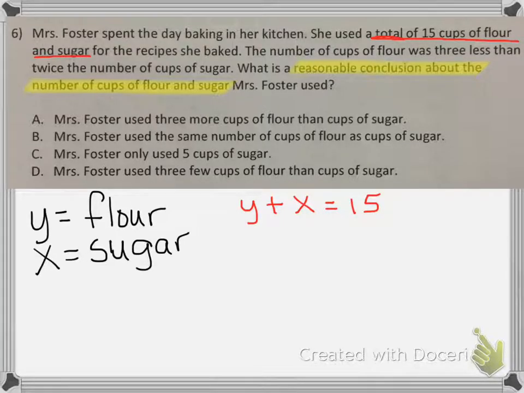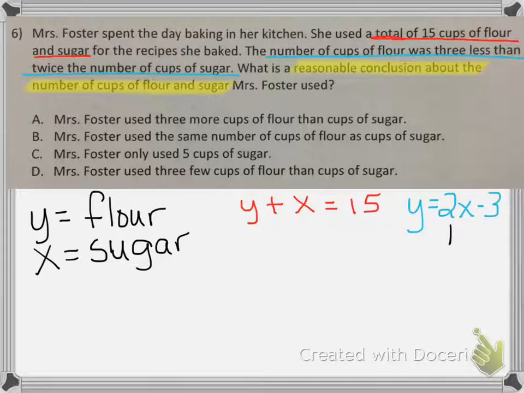The next equation we can write, it says that the number of cups of flour was 3 less than twice the number of cups of sugar. So our flour is equal to, or y equals, 3 less than twice the number of cups of sugar. So that would be represented by 2x minus 3.